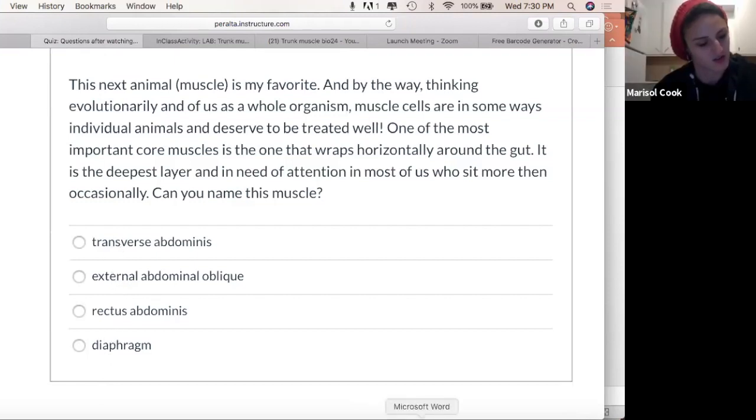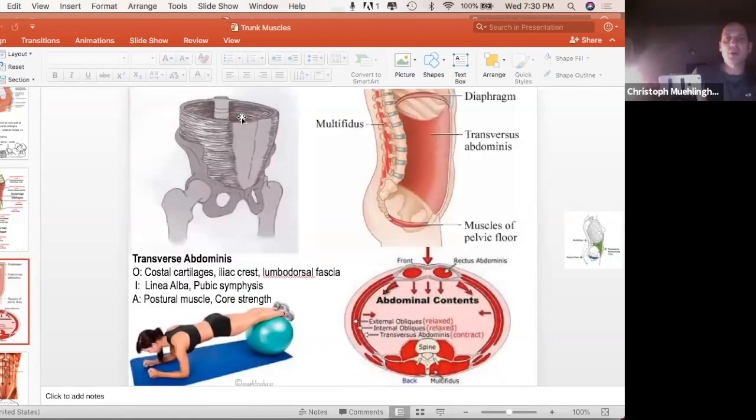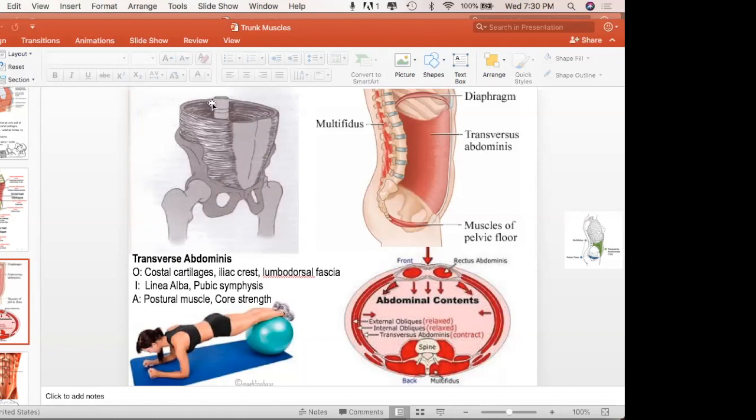Transverse abdominus. Very good. Transverse abdominus. When you think of it, it wraps around on the deepest layer. It's not the rectus, it's not the obliques, it's deeper than that. It's right around the gut. And when you think of core strength, you want the gut.